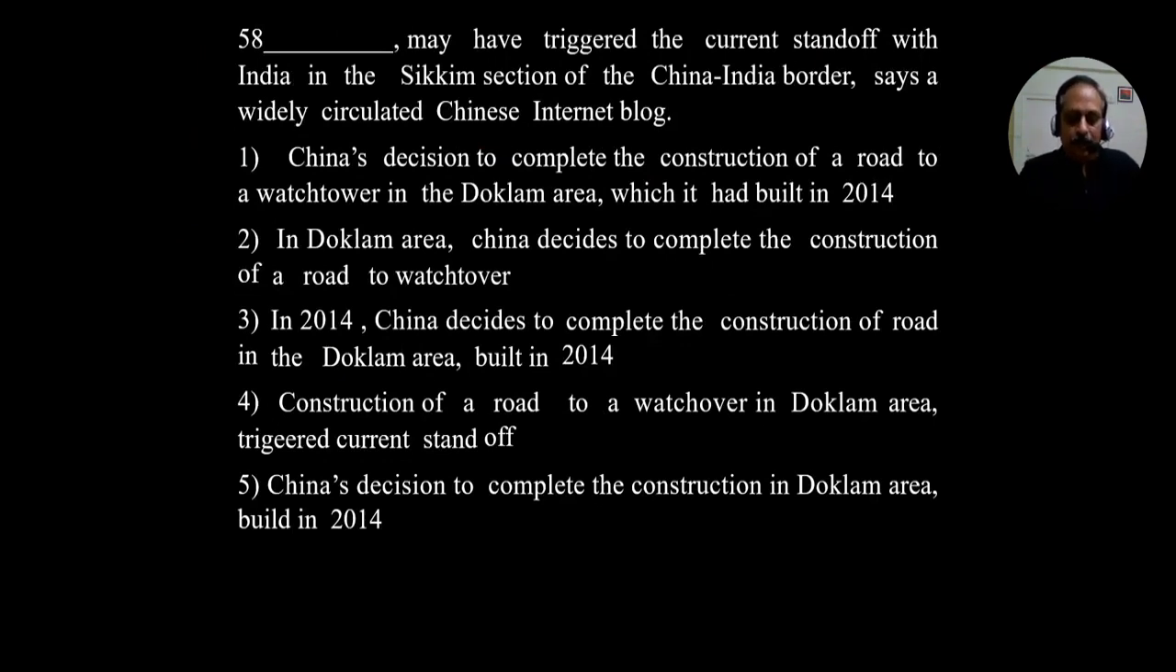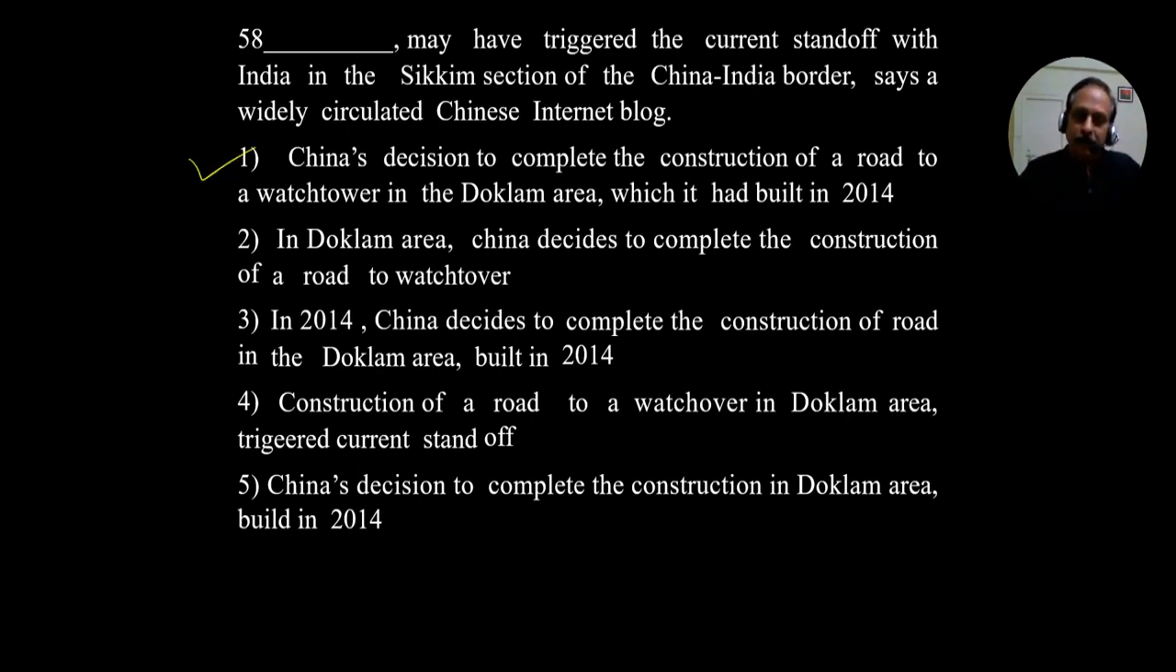We'll go to the next one. It's already 41 minutes. May have triggered the current standoff with India in the Sikkim section of the China-India border, says a widely circulated Chinese internet blog. To save time, the answer is the first option.